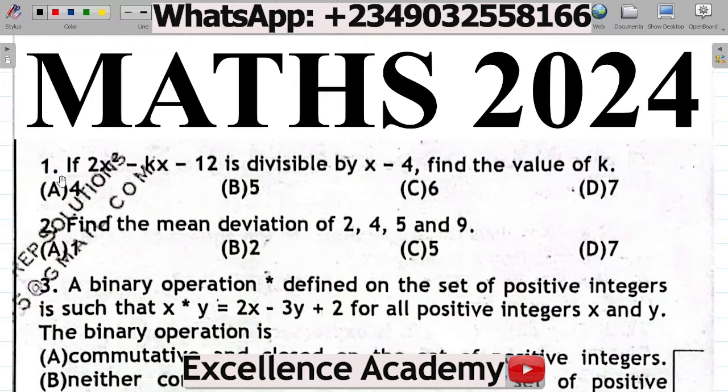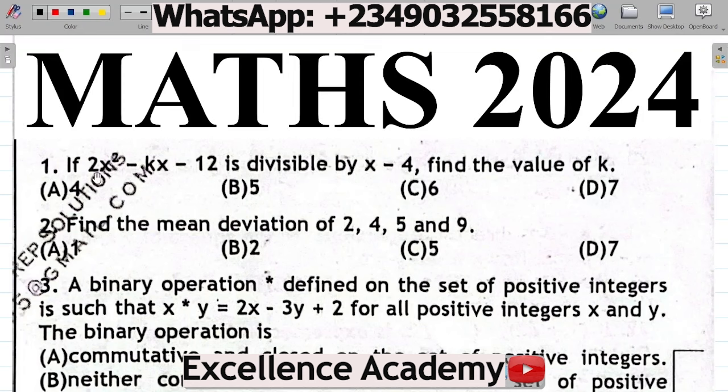Question 1 says, if 2x squared minus kx minus 12 is divisible by x minus 4, find the value of k. A, 4, B, 5, C, 6, D, 7. So how do we solve this question here?